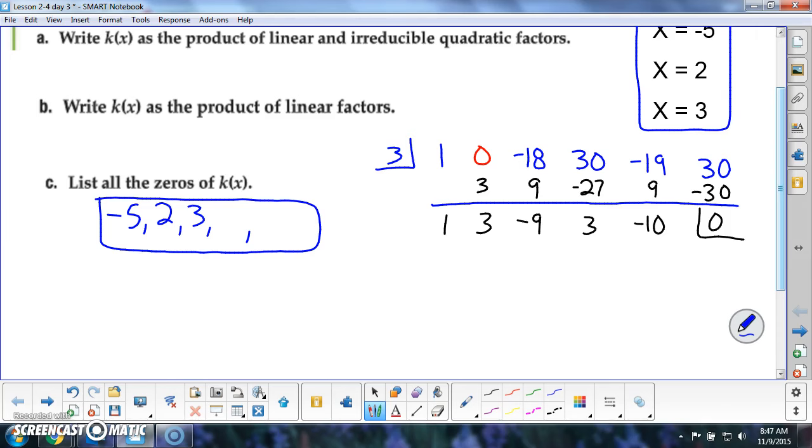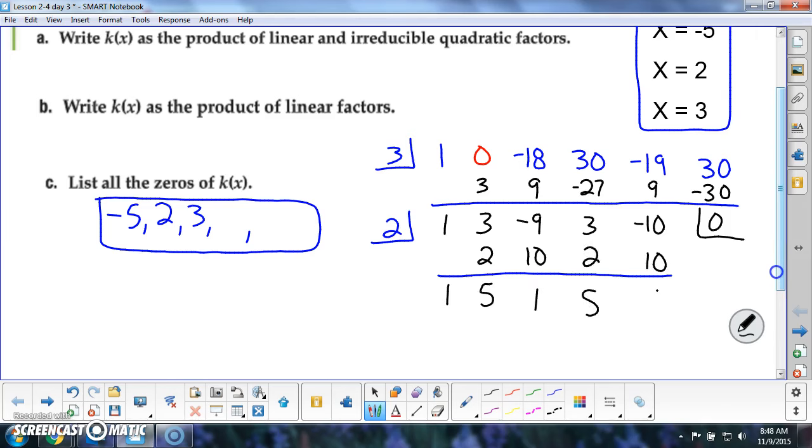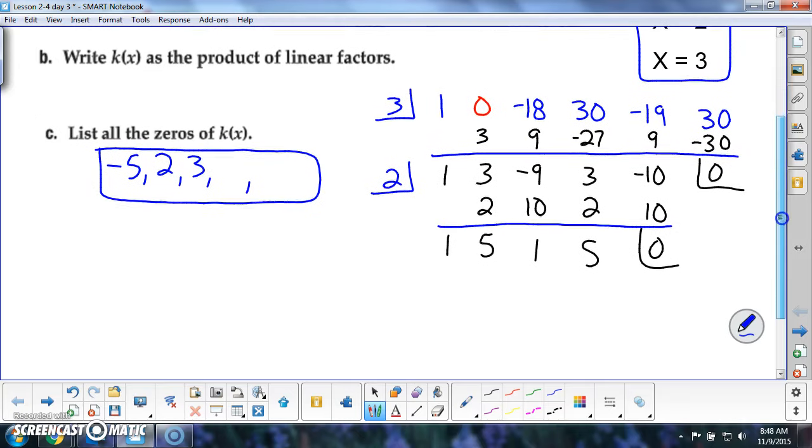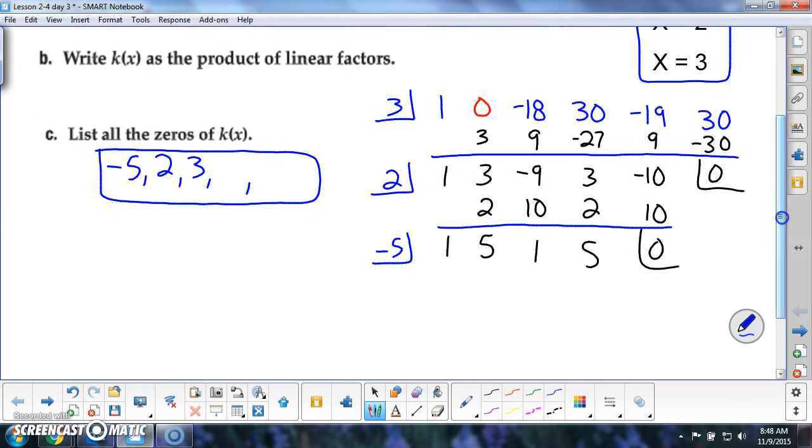Now I move on to another 0. I'm going to take the next one, 2, and I'm going to build off these resulting coefficients. And again, I should get a 0 at the end of this. Sure enough, we get a 0 at the end. And then we do this one last time with the third 0 that was given to us, -5, and again, we should get a 0 at the end. This confirms that we've done it correctly.